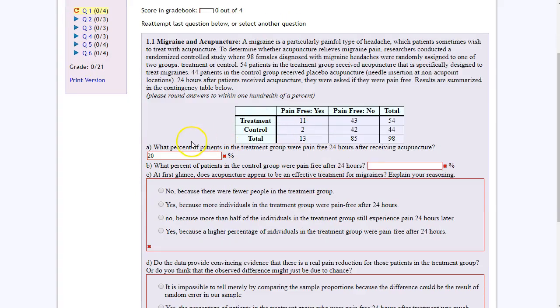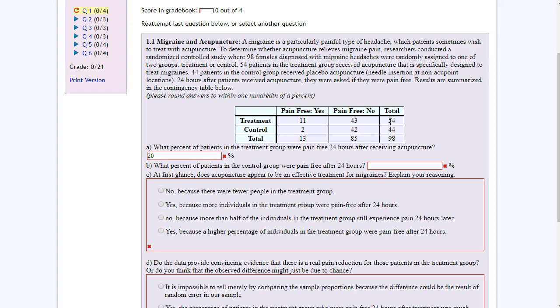We'll see here. I'm going to answer this one. What percent of patients in treatment groups were pain-free 24 hours after receiving acupuncture? So we're looking only at the treatment row because it's only asking about the treatment group, and we want to know pain-free. So yes, pain-free, 11 out of 54. I'll calculate that really quickly.